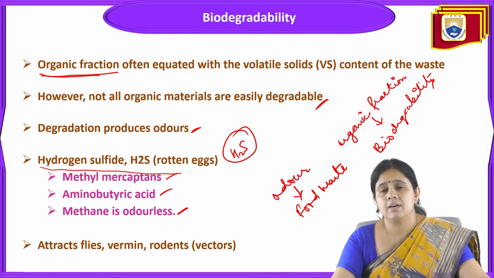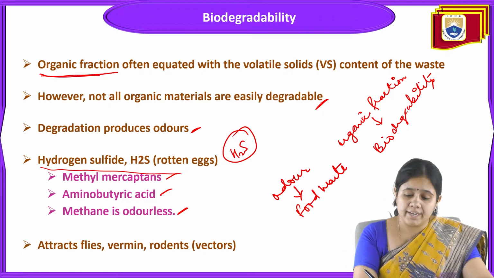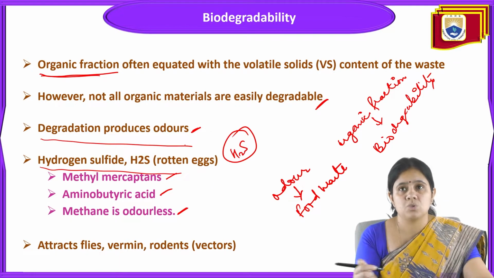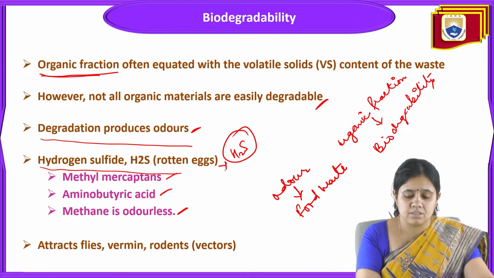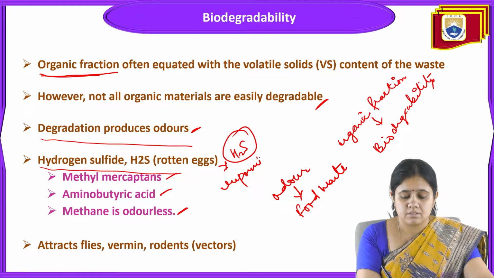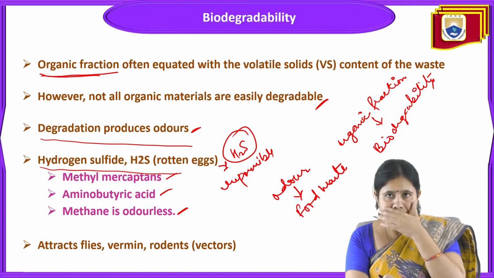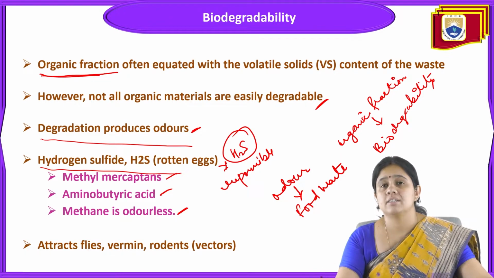So for designing any place for a landfill or solid waste disposal site, these things should be kept in mind. Biodegradability is the organic fraction that is often equated with the volatile solid contents of the waste. Not all organic materials are easily biodegradable, and degradation produces very bad odor. Hydrogen sulfide is responsible for this bad odor, and it smells like rotten eggs.